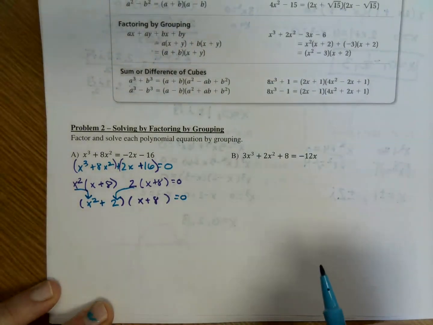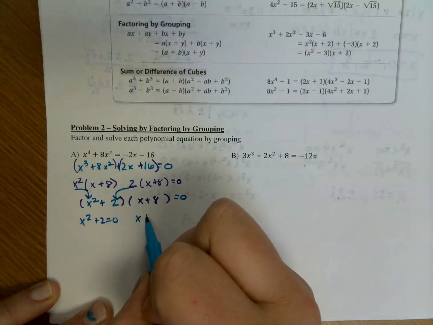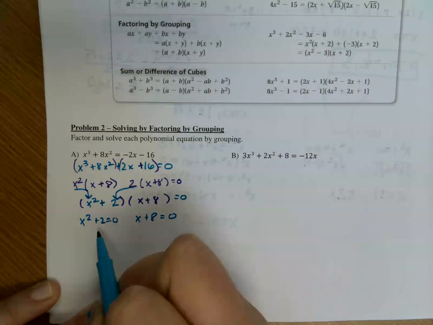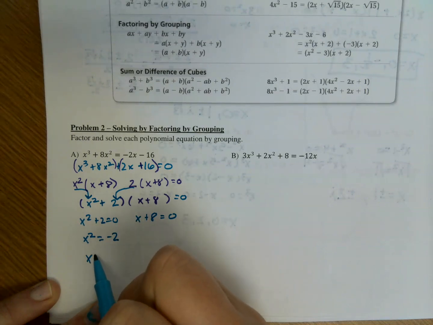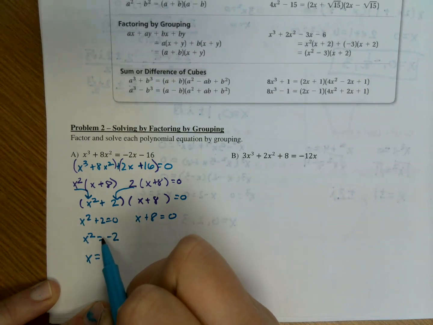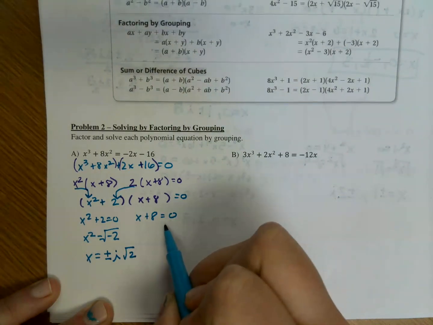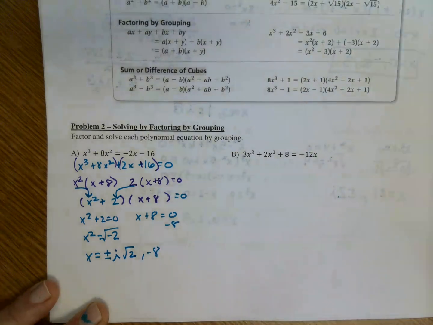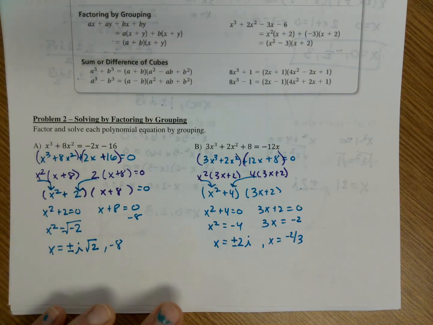Now I can set both of these equal to 0. So x squared plus 2 is equal to 0, and x plus 8 is equal to 0. So I'm going to subtract my 2. So I'm going to have a negative 2, take the square root. Remember, I have a plus or minus here. When I take the square root of this, that would be an i because it's negative, and square root 2. Here I subtract the 8, just like that. I want you to try to do this one right here by yourself.